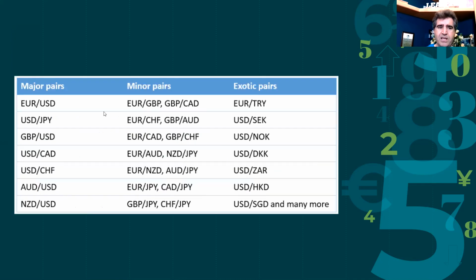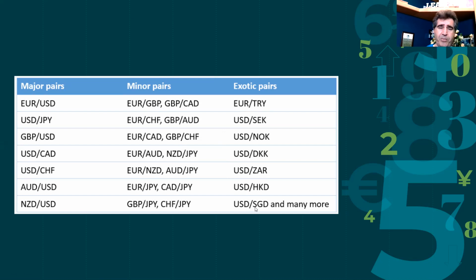So as you can see, our major pairs are anything with the US dollar. So that's when you have to choose the times of the day that you want to be involved. And then the minor pairs are anything other than US dollar. And then exotic pairs, which are becoming more influential now, like the Euro, Turkish lira, for instance, or the Swedish krona or Norwegian krona, and then Danish krona, or South African rand, or Hong Kong dollar, and like Singapore dollar.